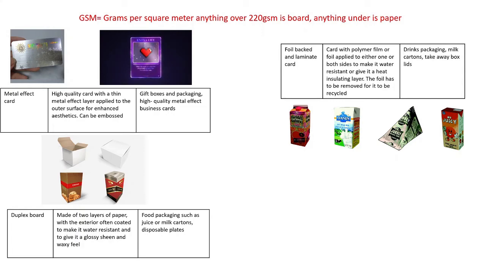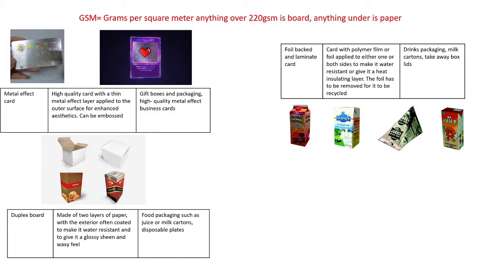Then down at the bottom, we've got duplex board. The duplex board is made of two layers of paper, where the outside one is more water resistant to give it a glossy look and a bit of a waxy feel. That makes it quite difficult to recycle. It's used quite a lot in things like food packaging, like juice cartons, or milk cartons, I suppose, or bottles, those types of things. So it's waterproof. You can print on it, so it's really good. But because you've got the waxy, glossy thing, it makes it a bit more difficult to recycle.